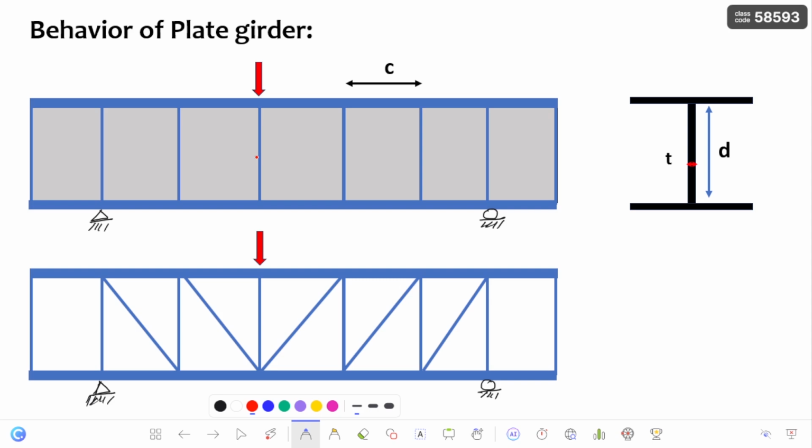Okay, let me quickly summarize the behavior of the plate girder which I have discussed in the old video. Whenever a load acts on the plate girder, consider, let us say, P. Here you can see this is a plate girder which has transverse stiffeners, and t is the thickness of the web, and d is the depth of the web.